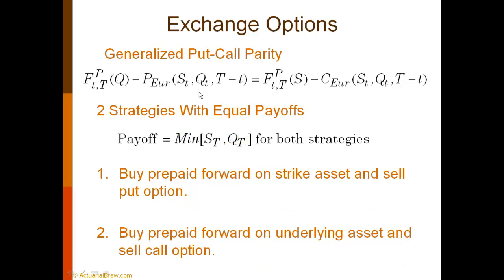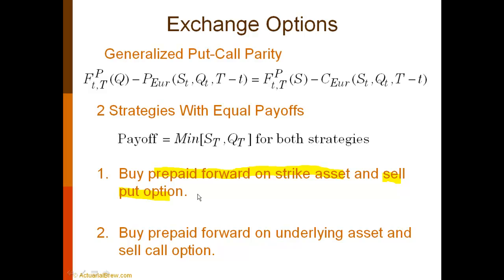Here we've rearranged the put-call parity so that it shows us that there's two strategies that produce equal payoffs, and this time the payoff is going to be the minimum of the value of the underlying asset and the value of the strike asset. First, consider the strategy suggested by the left side of the equation. That is that we would purchase the prepaid forward on the strike asset and we would sell the put option. Since we're selling the put option, we're going to be obligated to make good on the payout of the put option. That is, if asked to do so by the owner of the put option, we're going to have to accept the underlying asset and give up the strike asset.